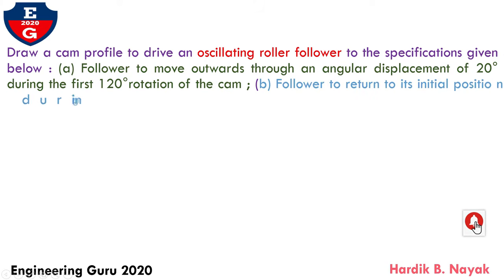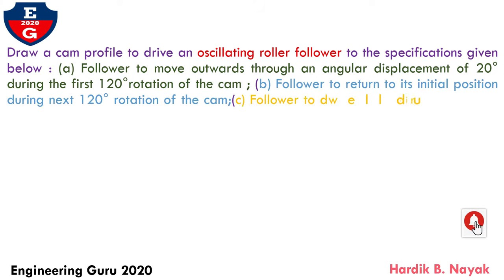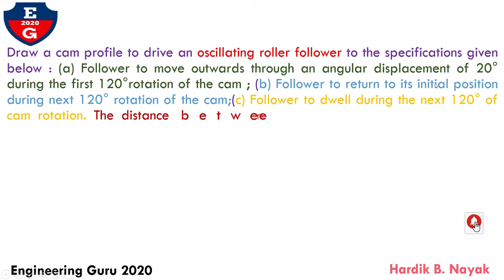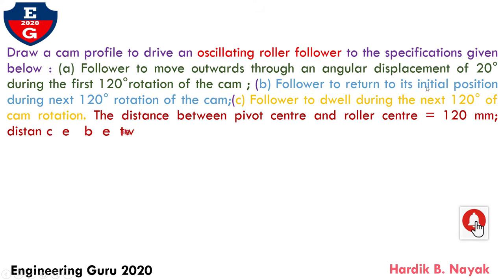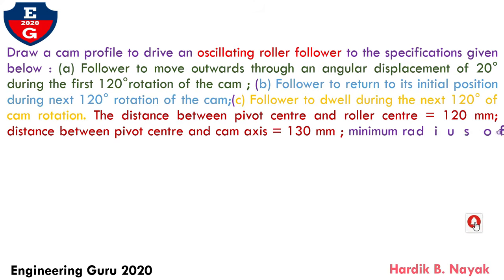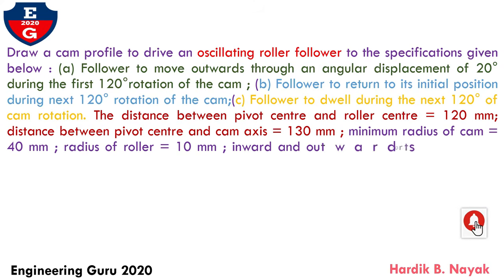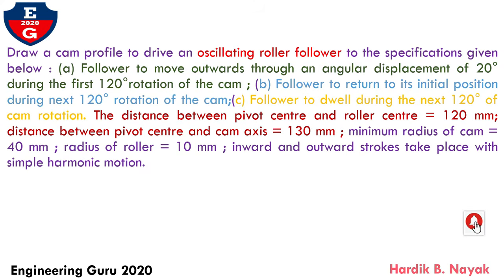A. The follower moves outwards through an angular displacement of 20 degrees during the first 120 degrees rotation of the cam. B. The follower returns to its initial position during the next 120 degrees rotation of the cam. C. The follower dwells during the next 120 degrees of cam rotation. The distance between the pivot center and rolling center equals 120. The distance between the pivot center and cam axis equals 130 mm.